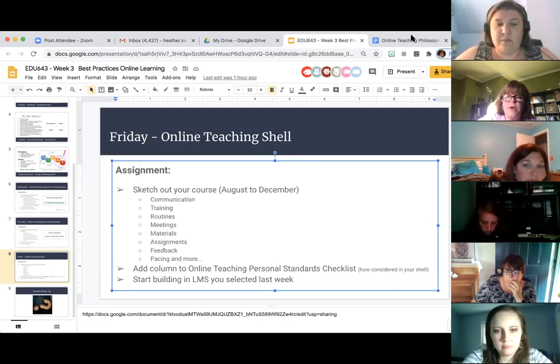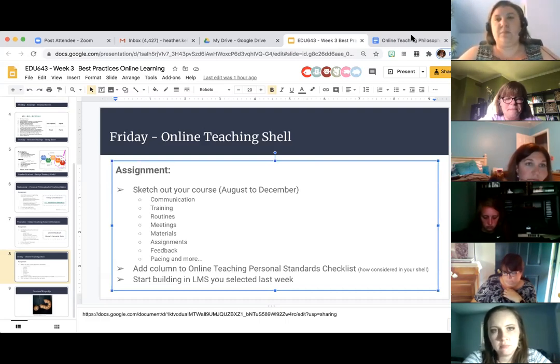Any other questions or suggestions or recommendations to your peers about how to get through this portion of the assignment? I have a question. Sure. As an instructional coach who works with teachers, should I build this online shell as what I'm going to do for PLCs and conversations with teachers, or make an example for teachers?